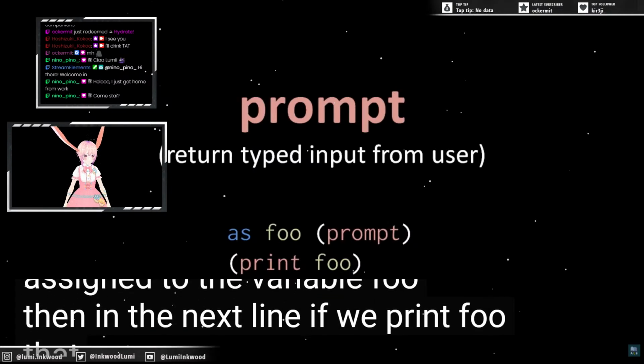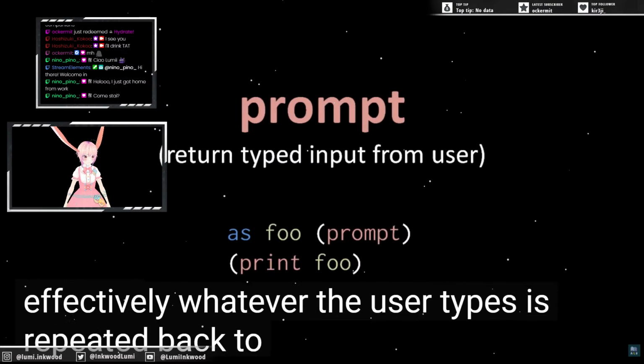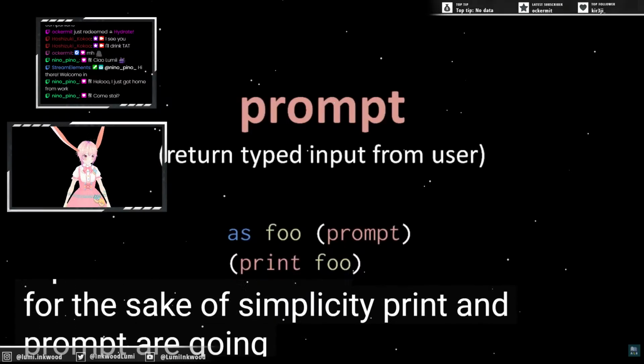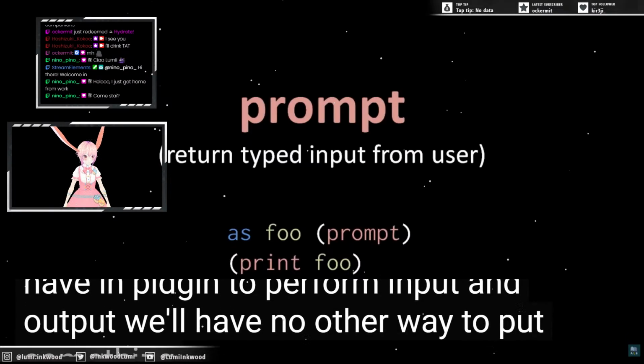Then in the next line, if we print foo, that same string is displayed on the console. Effectively, whatever the user types is repeated back to them. For the sake of simplicity, print and prompt are going to be the only means we have in Pigeon to perform input and output. We'll have no other way to put something on screen or get input from the user.